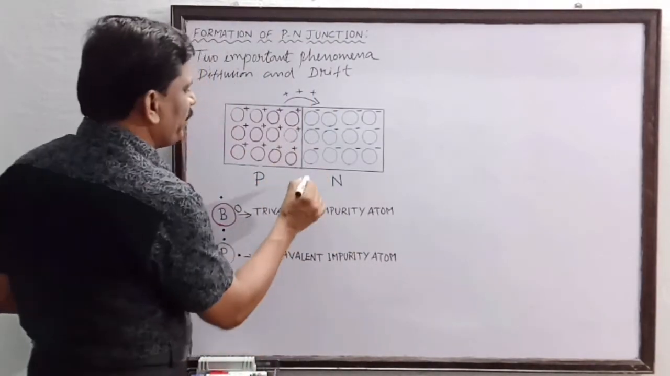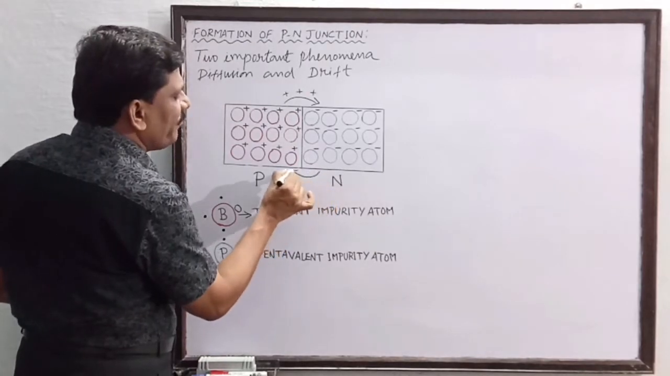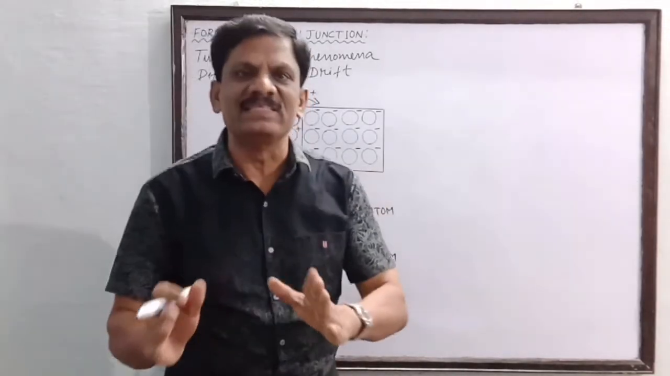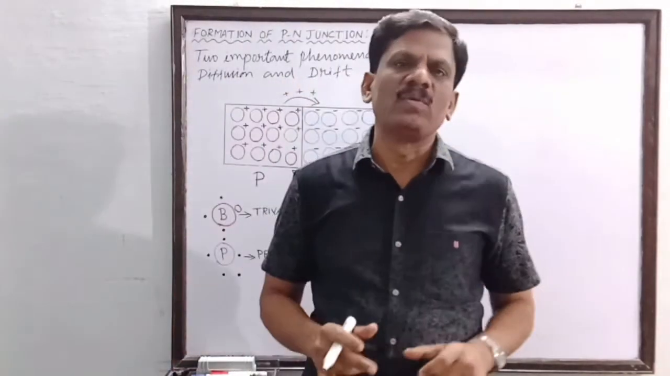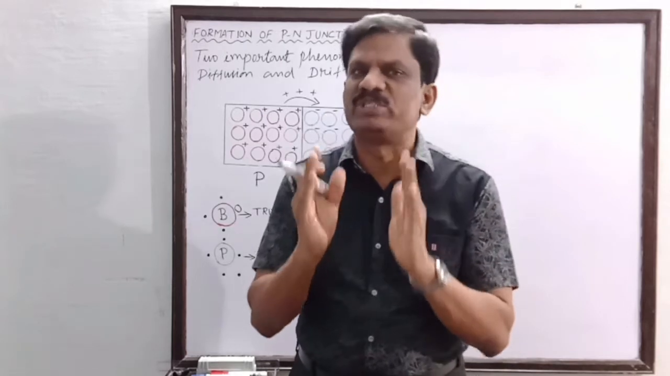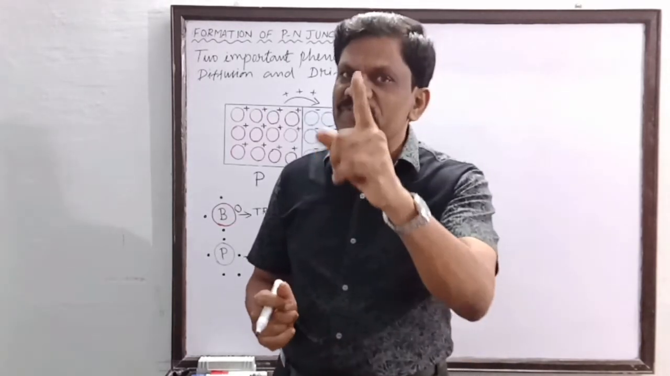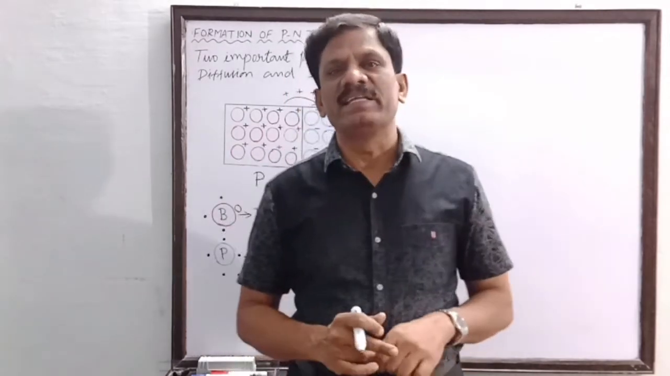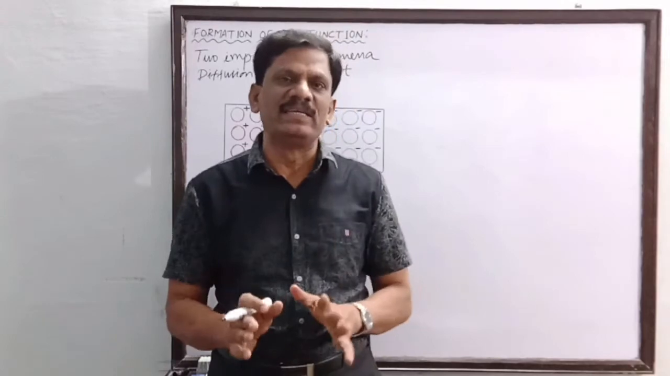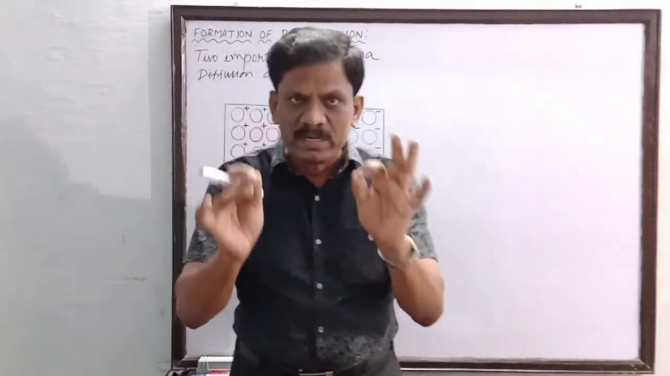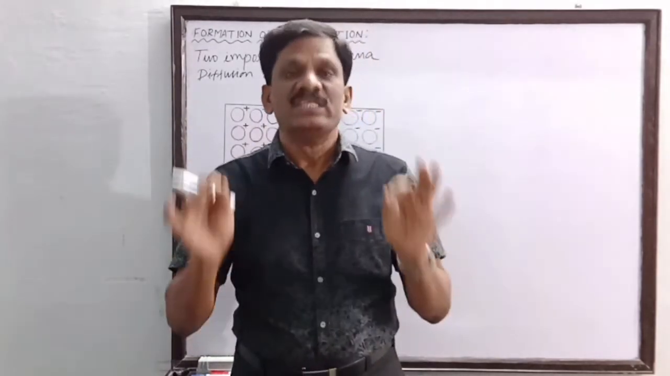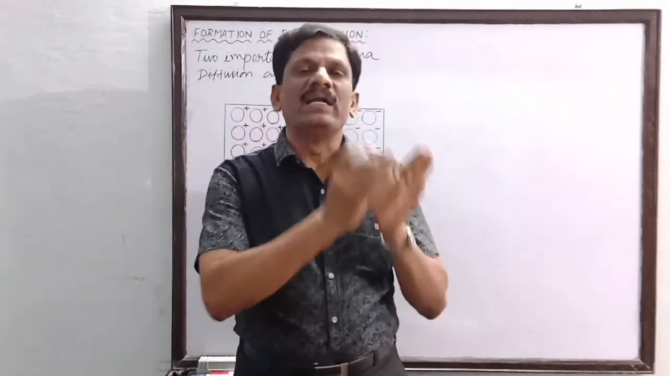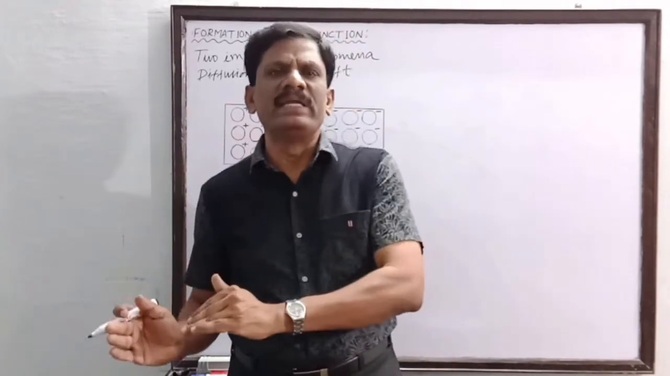As a result, what will happen? You see here, there is a diffusion of the electrons from the N region into the P region. So this phenomenon only is called what? Diffusion. Take care that the diffusion is always happening due to the flow of majority charge carriers. Keep in your mind, diffusion is mainly due to or only due to the majority charge carriers, namely holes from the P region into the N region and electrons from the N region to the P region.